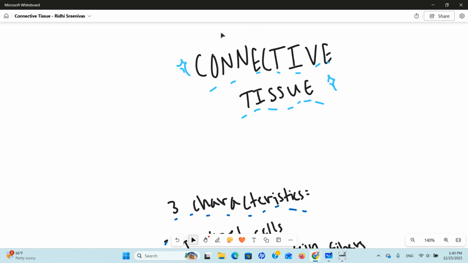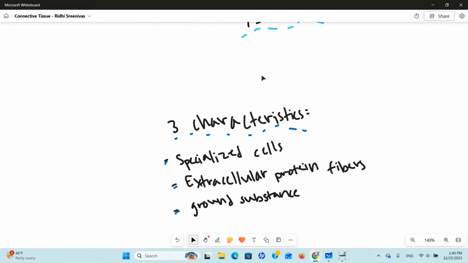So connective tissue, often called supporting tissue, is a very large group of different types of tissues, but most connective tissues share these three components: specialized cells, extracellular protein fibers, and an extracellular matrix composed of ground substance, which we're going to talk about in a bit. But the prominence or the amounts of these components varies depending on the type of connective tissue.